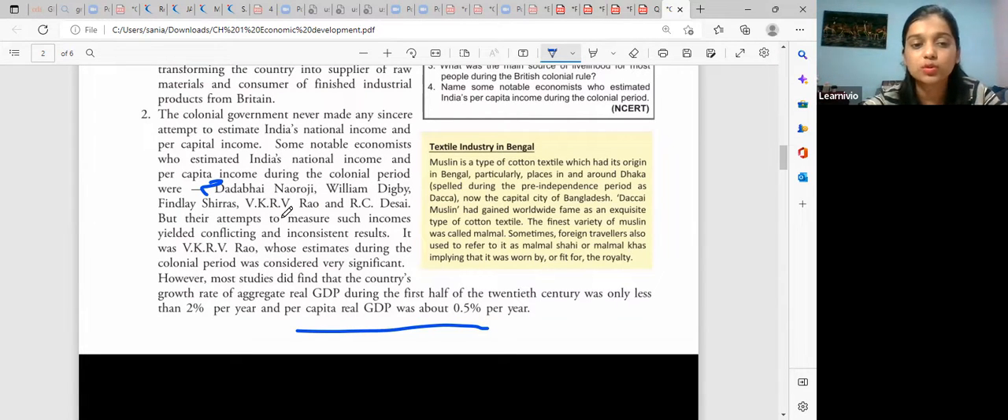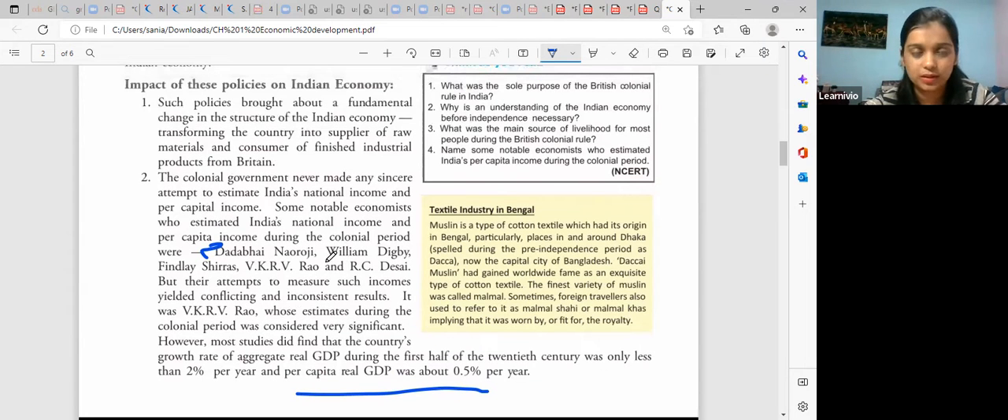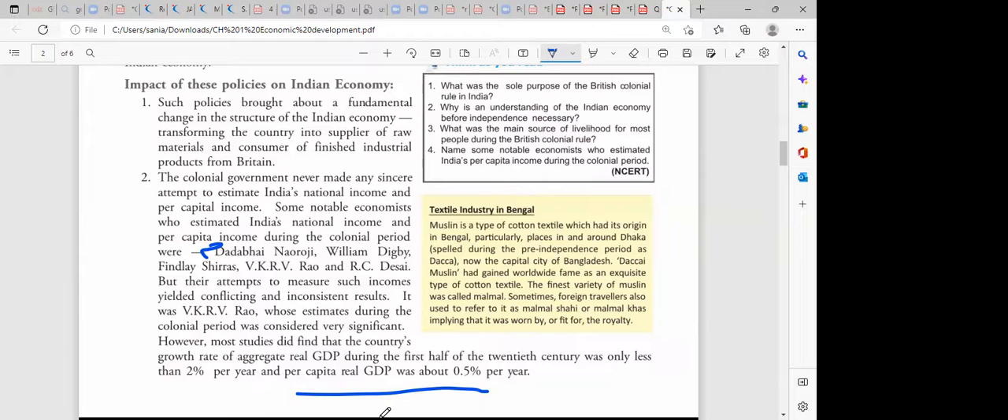But there were a few economists who did this, and it was V.K.R.V. Rao whose estimates during the colonial period were considered very significant. Whatever estimates he made of the GDP or per capita income of India were really important, and played an important role in judging things. Okay, so basically these were the main economists.